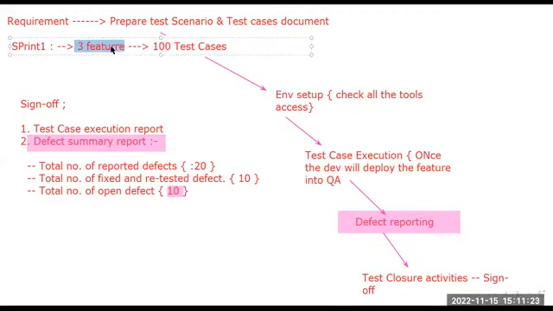3 features are there, and for the 3 features, a total of 100 test cases are there. We have executed 100 test cases. So in this test case execution report, you can mention the total passed and failed, and the defects. That summary you can mention here. And under the defect summary report, you can mention the total reported defects, fixed, retested, and open defects.